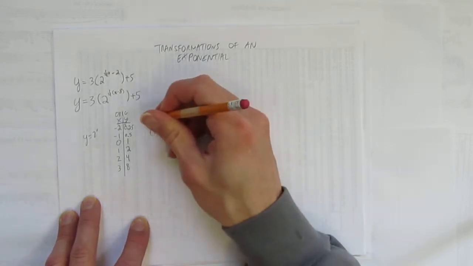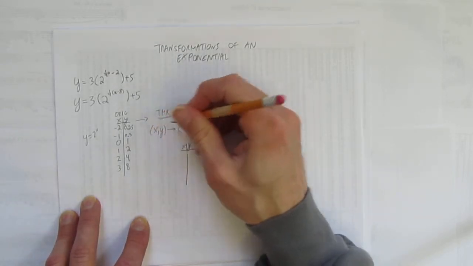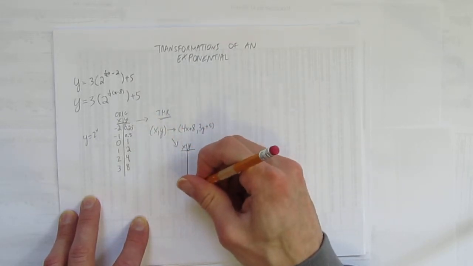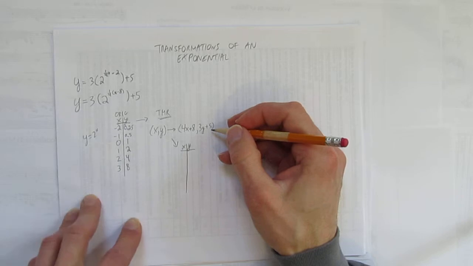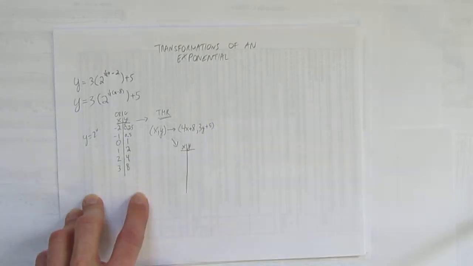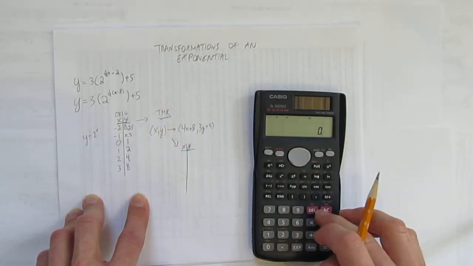It's nice if you put arrows here for the reader saying go to there, and then after the mapping rule, here's my new table. I usually start with the y values because they're typically easier to do. What's 3y plus 5? Look at the y column. I'm going to do them all together.